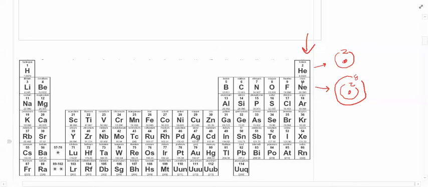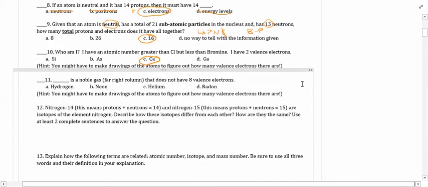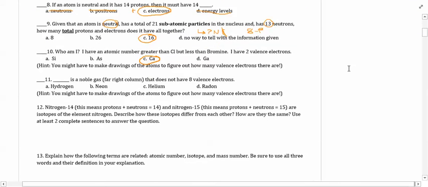So scrolling back up to my question, it said number 11 is a noble gas far column. Helium is my choice. Helium's my guy because it has 2 valence electrons in the outer shell, and it's still in the 8th column. For number 12, it says nitrogen 14, which means that it has 14 protons and neutrons, and nitrogen 15, so they're both nitrogen, are isotopes of the element nitrogen. Describe how these isotopes differ from each other. How are they the same? Use at least 2 complete sentences.